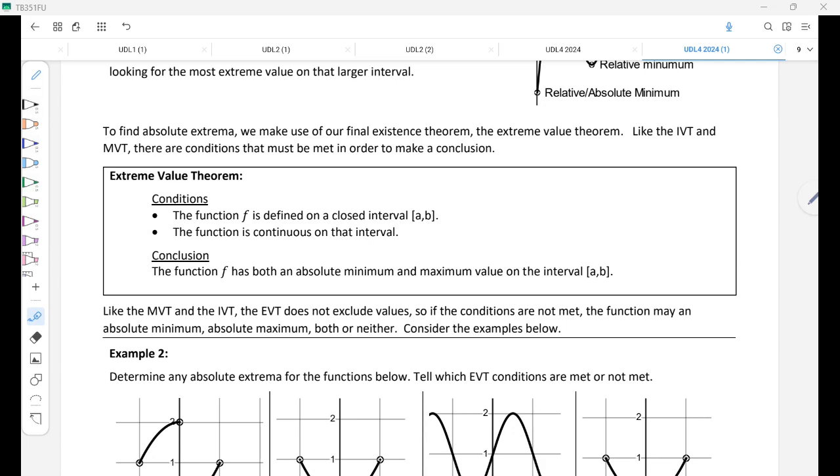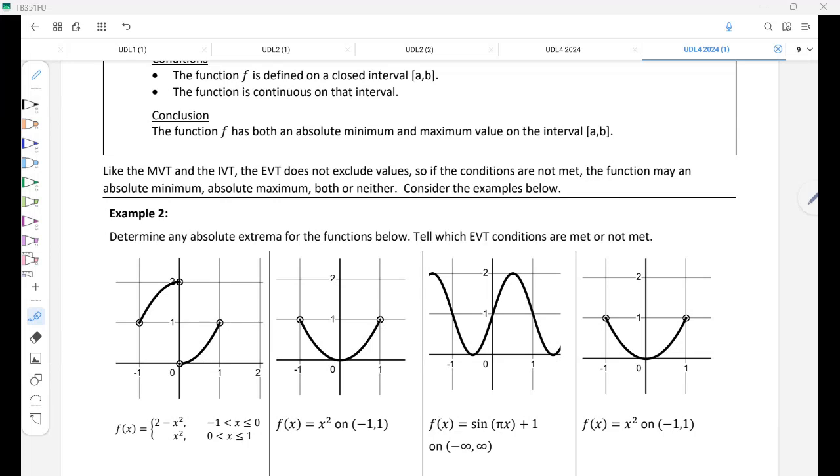Otherwise, just like the MVT and the IVT, maybe. Right? We never make the reverse conclusion from any of our VTs when we say, no, that didn't happen, because it still could happen. It's just not guaranteed. So let's take a look at a couple examples of some functions that are defined in a couple different ways.